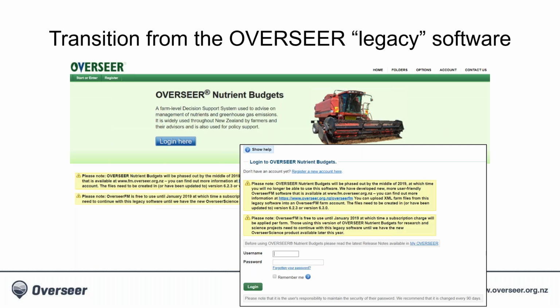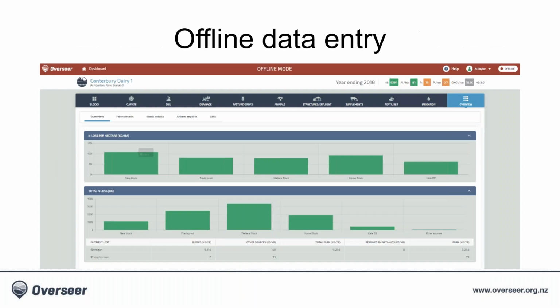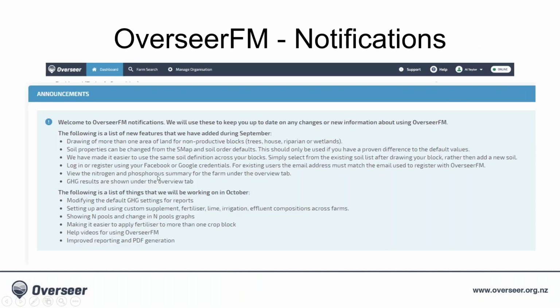software. So Alice, another question has come through. Can you enter blocks which are not contiguous? Yeah, so if we jump back there, one of the changes that came through last month is we can now have the ability to draw non-contiguous blocks for non-productive blocks. Sorry, so trees, houses, riparian or wetlands. The ability to do that for productive blocks is on our software backlog. It is a lot more complicated than doing it for the non-productive blocks though, so that will take a wee bit of time.